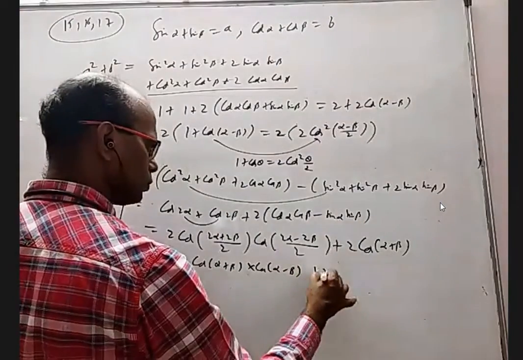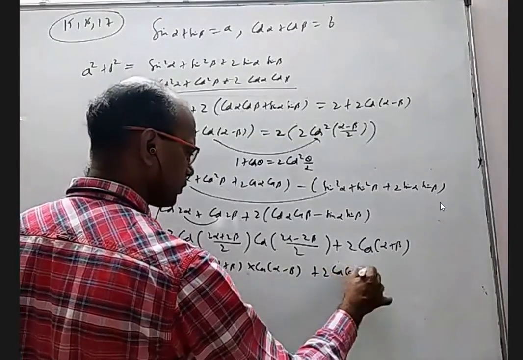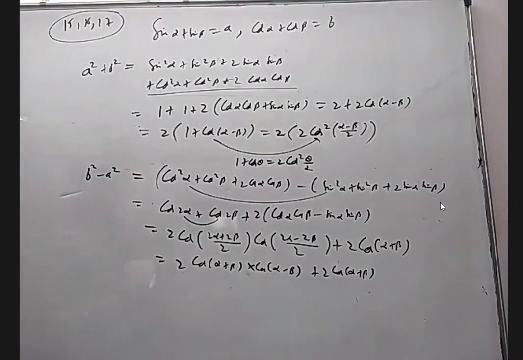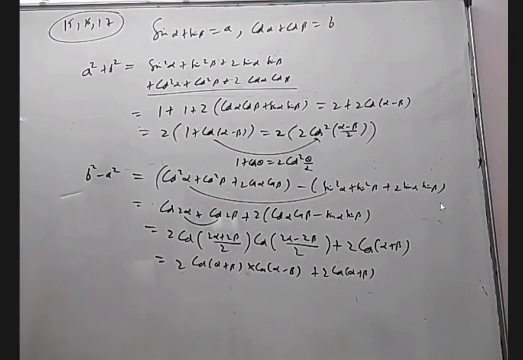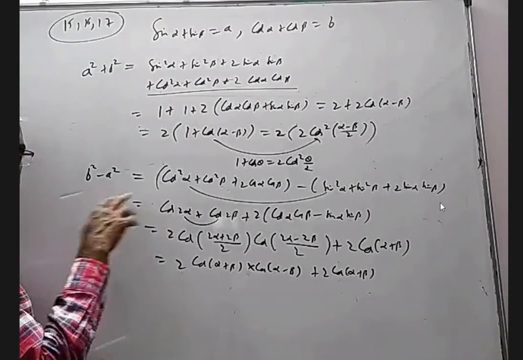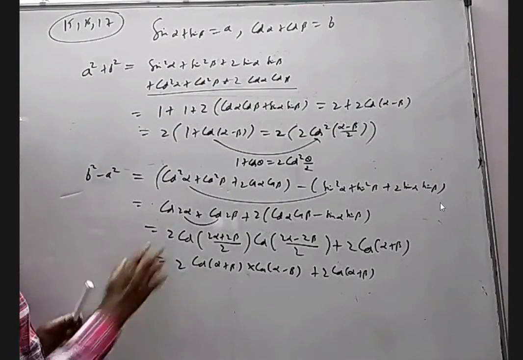So this is 2 cos alpha plus beta, cos alpha minus beta, plus 2 cos alpha plus beta. I don't think it is giving me much. I can take 2 cos alpha plus beta common, 1 plus cos alpha minus beta, I may write 2 cos square alpha minus beta by 2. And if I require, I'll substitute that and divide maybe. But I may not use b square minus a square so much, but at least I wrote it.